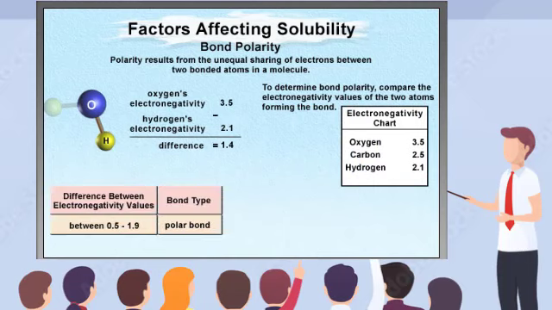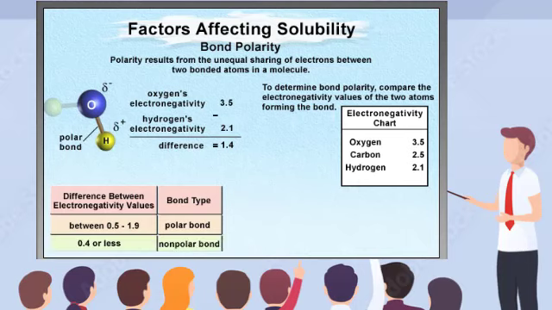If the electronegativity difference is 0.5 through 1.9, as occurs in the bond between a hydrogen atom and an oxygen atom, then the bond is polar. In a polar bond, the more electronegative atom pulls the shared electrons more closely to itself. Due to the greater density of electrons around the more electronegative atom, in this case oxygen, that atom takes on a partial negative charge, while the less electronegative atom, hydrogen, takes on a partial positive charge.